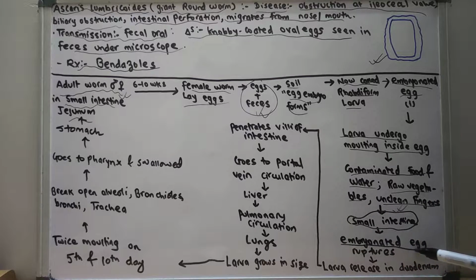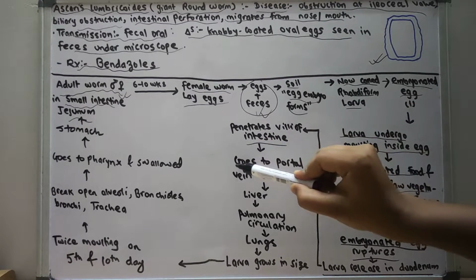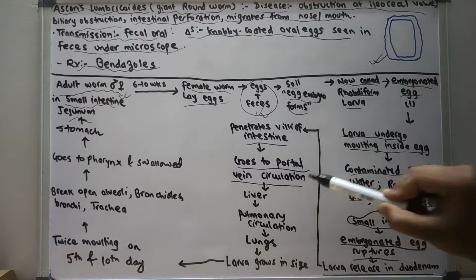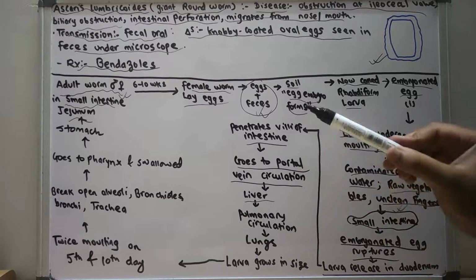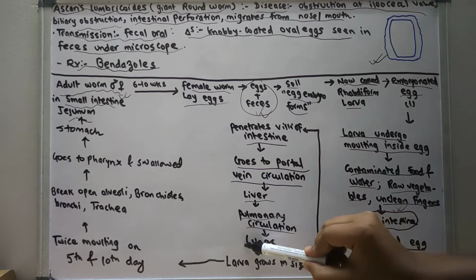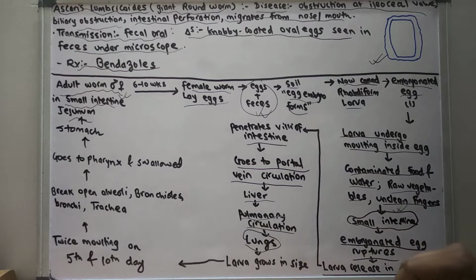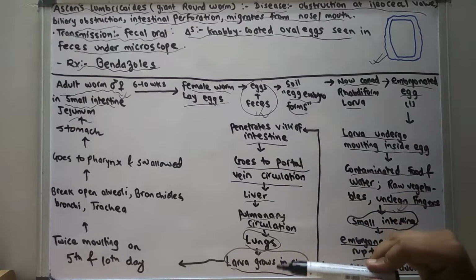Here the embryonated eggs rupture by the various intestinal enzymes, and the larvae are released in the duodenum. Those larvae penetrate the intestinal villi, and go into the portal vein circulation. There they go towards the liver and infect the liver. From there they go towards the pulmonary circulation and reach the lungs, and in the lungs the larva grows in size.